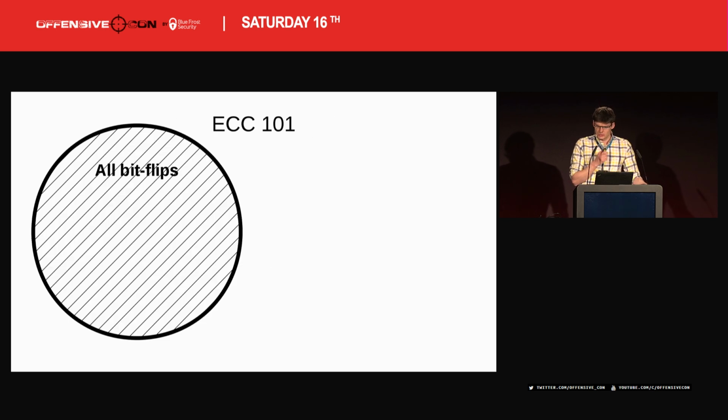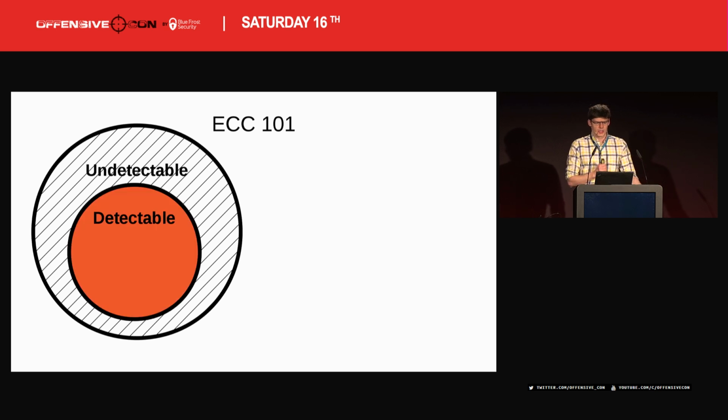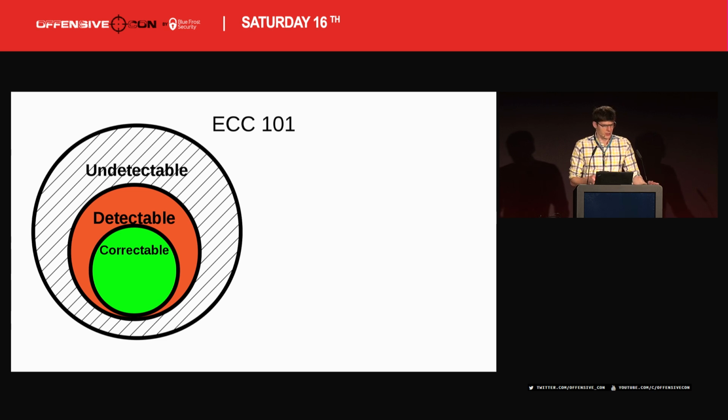Let's start with a gentle introduction to error correction codes, ECC 101. There will be ECC 102. I hope we can make it till there. So out of all the bit flips that we have, some of them will be detected by the error correction code, and some of them are not detectable. Some of the detectable ones will actually be corrected. This is the role of the error correction and detection at the end, right?